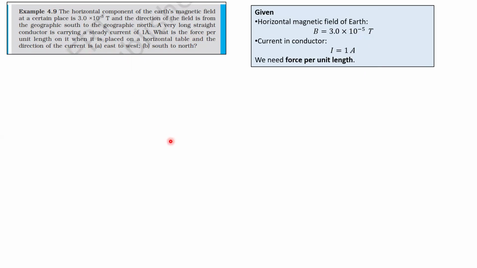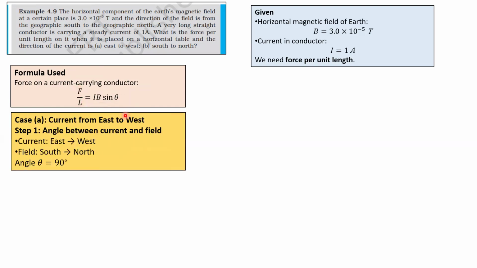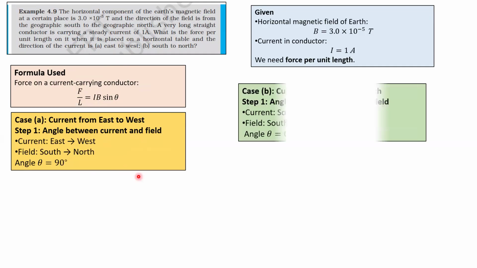What is the formula? Force per unit length on a conductor when it is kept in a uniform magnetic field. Force equals ILB sin theta, so force per length, F by L equals IB sin theta. Okay. There are two cases. First case, current is flowing from east to west. Angle between current and field: current is east to west and the direction of magnetic field is south to north. So, angle theta becomes 90 degrees.